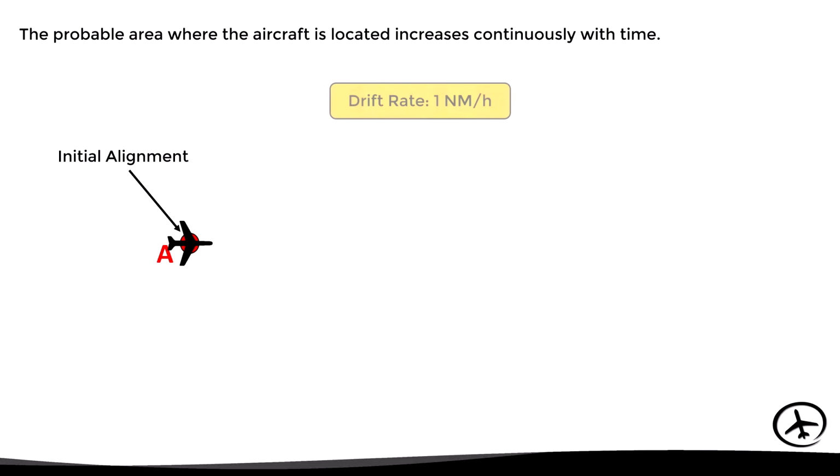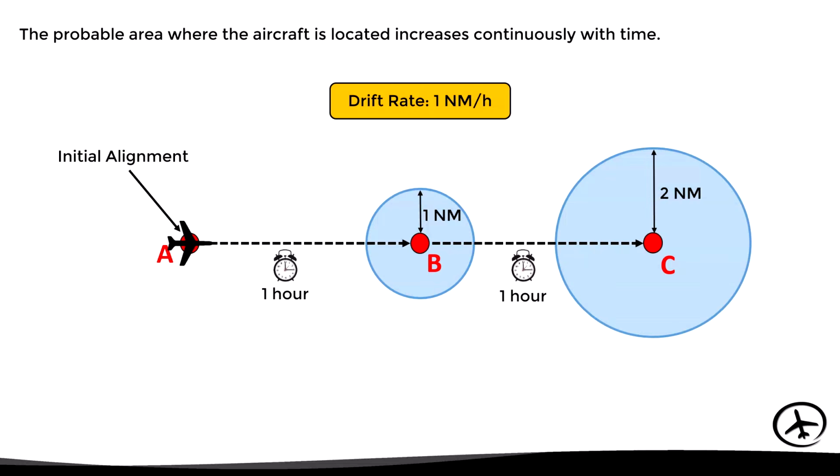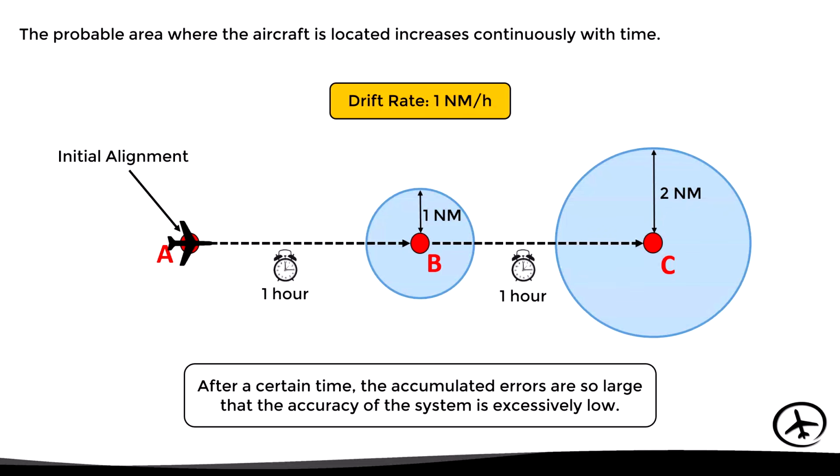Now, if the system has, for example, a drift rate of 1 mile per hour, this means that after 1 hour of flight, the estimated position calculated by the inertial system will be within 1 mile of the actual position of the aircraft. In the same way, if the aircraft continues to fly for another hour, the estimated position will be within 2 miles of the actual position. So with this, after a certain time, the accumulated errors are so large that the accuracy of the system is excessively low and can no longer be used for navigation. This means that the more time elapses after the initial alignment of the system, the lower the accuracy will be.